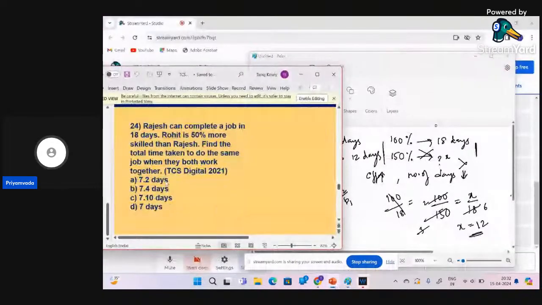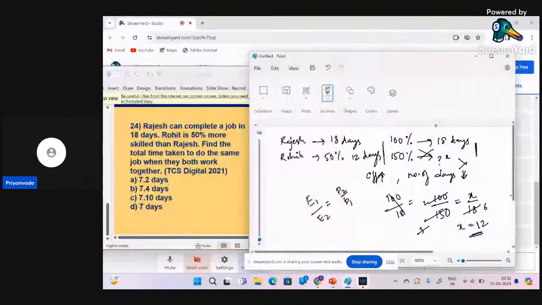I hope it is clear for everyone. I'll explain it to you once again. See, Rajesh takes 18 days and we are considering him to be 100% efficient, right? If 100% efficient, he is taking 18 days and Rohit is 50% more efficient. That means he is 150% efficient. Then how many days will he take? Here you will take it as X. But we are not supposed to take it as directly proportional. We are supposed to take it as inversely proportional. Now E1 by E2 equals D2 by D1. So efficiency is 100 by 150 equals X by 18. And the X value is 12. We got the value of X.